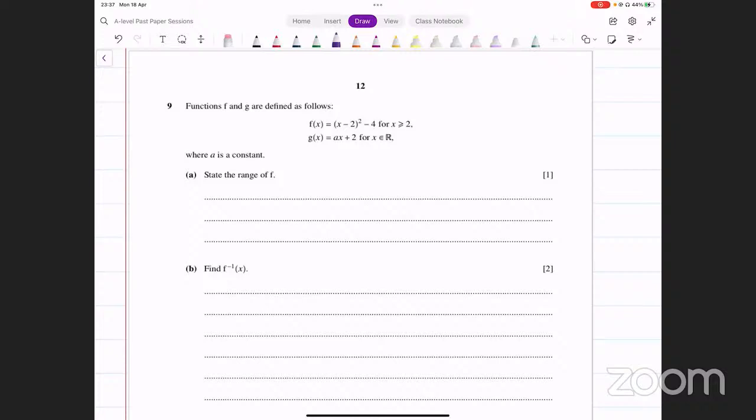Okay. Functions f and g are defined as follows. We've got these two functions, f of x equals (x minus 2) whole square minus 4, and g of x equals ax plus 2. These are two functions that we're given. Where a is a constant, we have to state the range of f first.